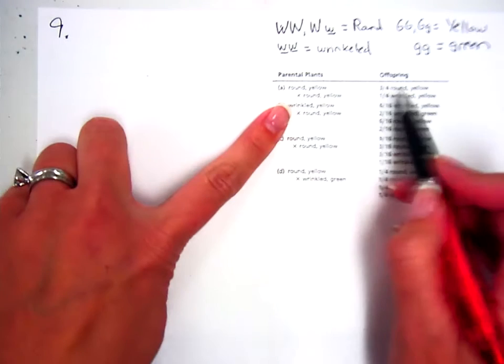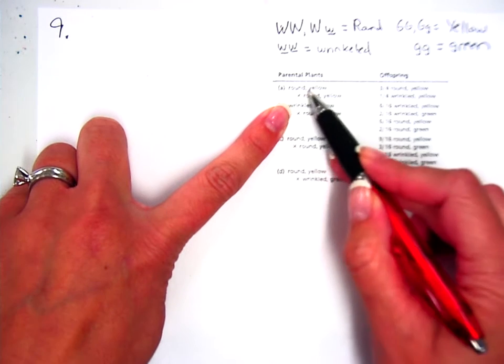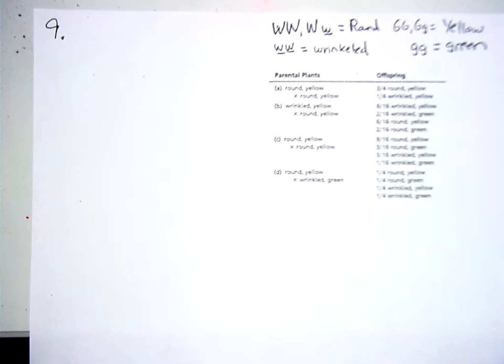Okay, so for problem number 9, we still are talking about round and wrinkled and yellow and green pea plants. And this time they give us the ratios of the offspring. For example, in this first cross, 3/4 round yellow and 1/4 wrinkled yellow. And they give us the phenotypes of the parents, but they want us to figure out the genotypes.